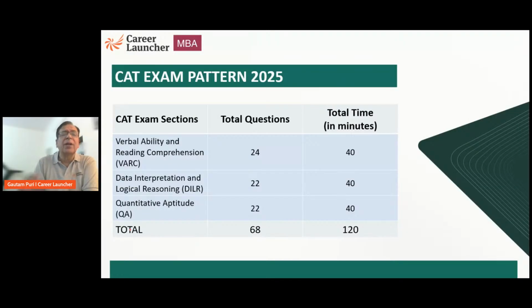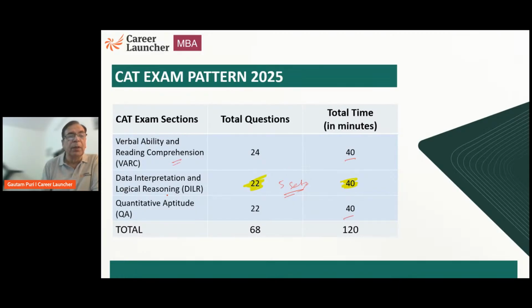But before we get started, just a quick recap of what we covered initially, and something that I'm sure most of you know. We are looking at the DILR section, which had 22 questions to be done in 40 minutes, and these 22 questions were there in 5 sets of data. And yes, CAT 25 was a 3-section paper with 40 minutes per section.